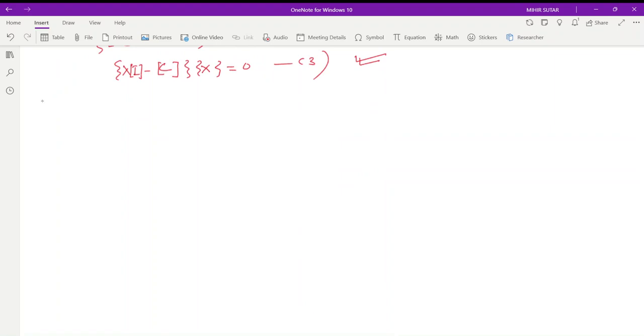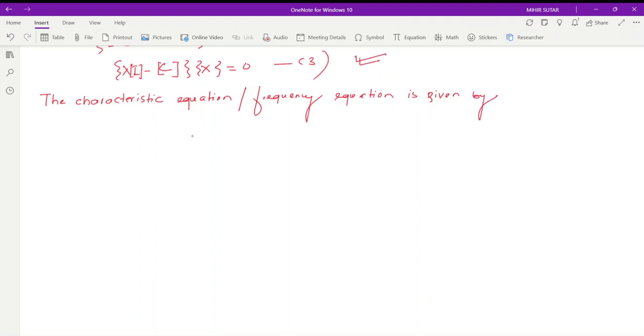The characteristic equation, or you can say the frequency equation, is given by the determinant of lambda I minus C is equal to 0. This is equation 4.